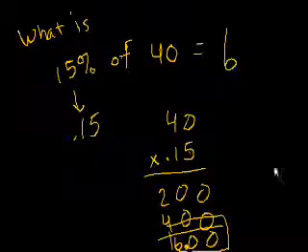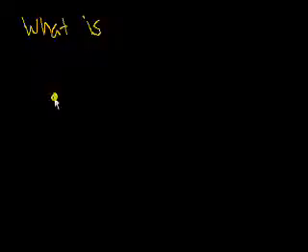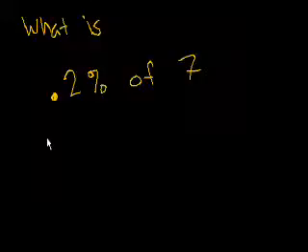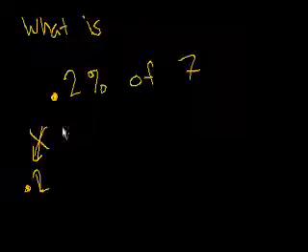Let's do another problem. Hopefully that didn't confuse you too much. And I'm going to try to confuse you this time, just in case you weren't properly confused the last time. What is 0.2% of, let me think of a number, of 7? So a lot of people's inclinations would just say, oh, 0.2%, that's the same thing as 0.2. And if that was your inclination, you would be wrong. Because remember, this isn't 0.2. This is 0.2%.